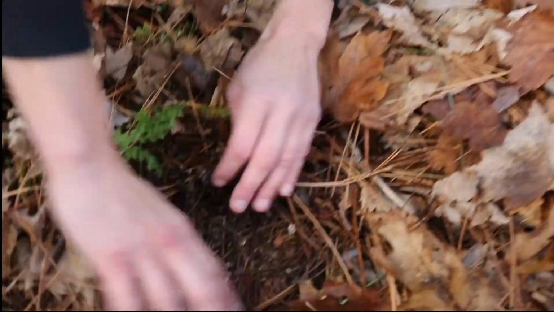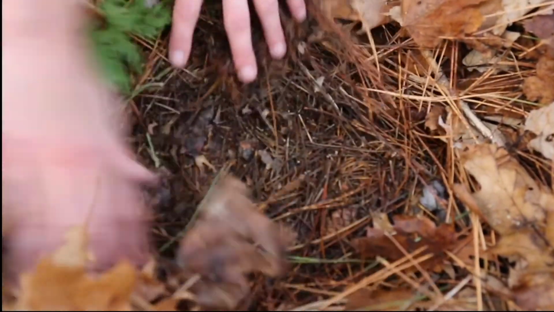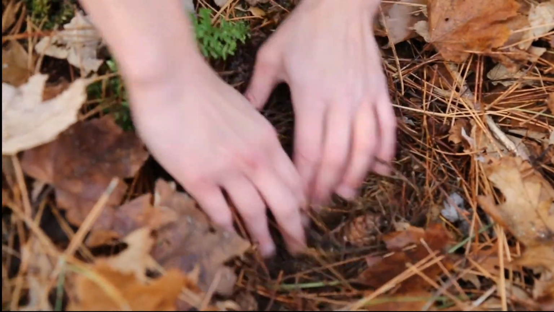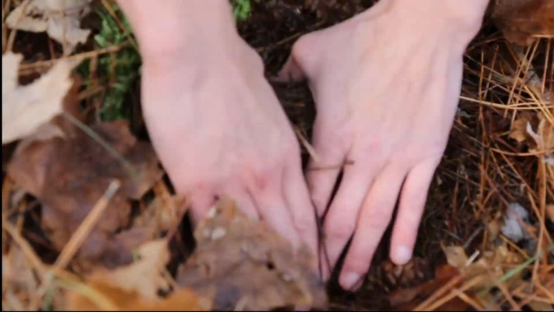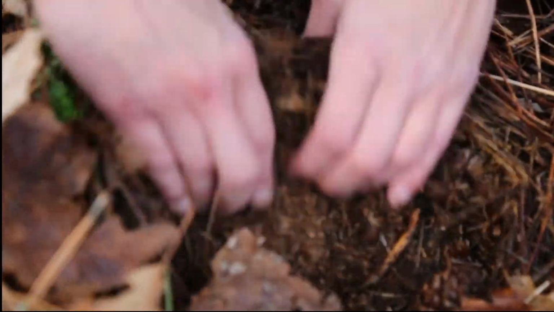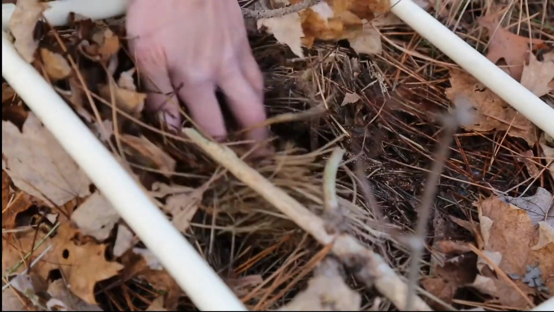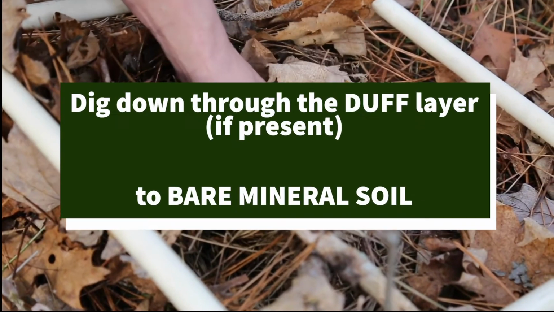So we're just removing the leaf layer. You can see that it's a pretty thick leaf layer. There's the next layer of duff, which is only partially decomposed. Whoa. Neat. Look at that crazy thick duff layer. That kind of signals pretty slow decomposition.